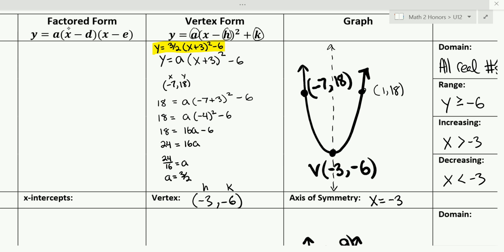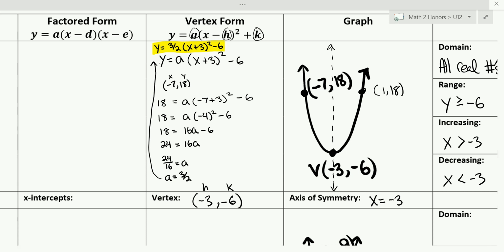Once you have that, then you can plug A into the original equation, and I highlighted that at the top. It's y is 3 over 2 times x plus 3 squared minus 6. And now we got our first equation. Yay, right? We're in business.